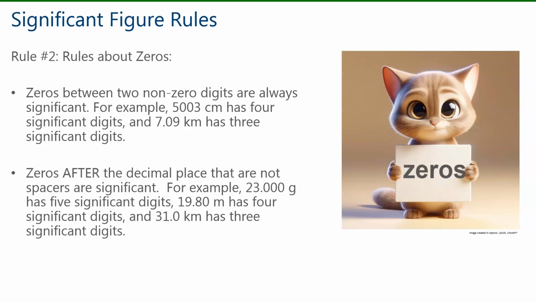Zeros after the decimal place that are not spacers are significant. For example, 23.000 grams has five significant digits. 19.80 meters has four significant digits. And 31.0 kilometers has three significant digits.